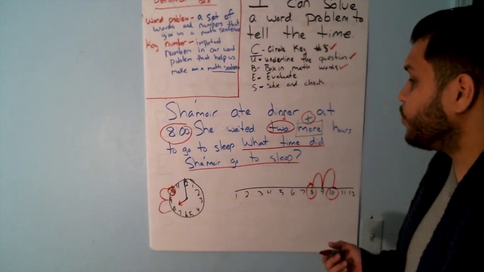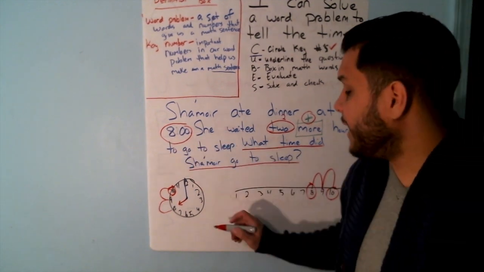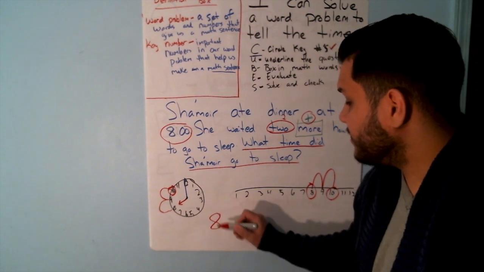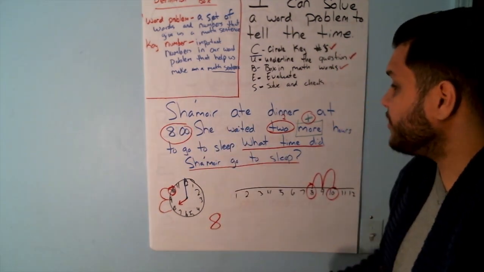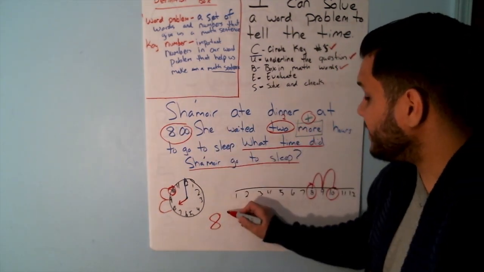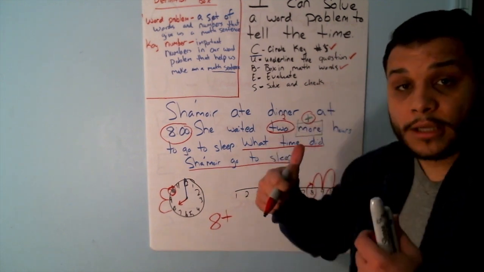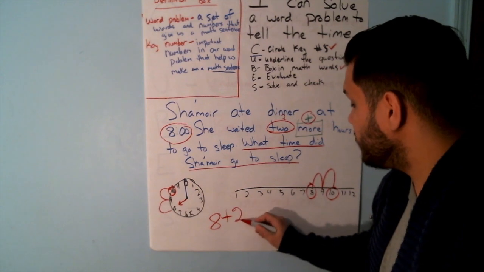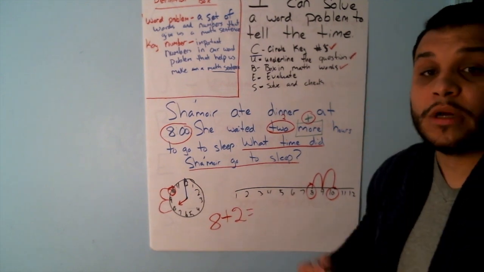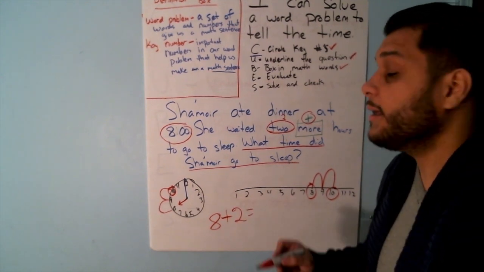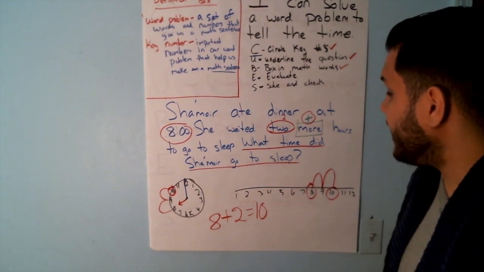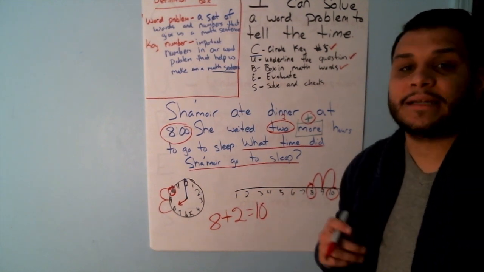How can I do this with math? Well, I would take my hour, which is 8 o'clock. So I'm going to take 8 to represent my hour. I know I'm doing addition. And I'm going to add how many more? Awesome. 2 more. And 8 plus 2 equals, yes, it equals 10. Now 10 is not a time.